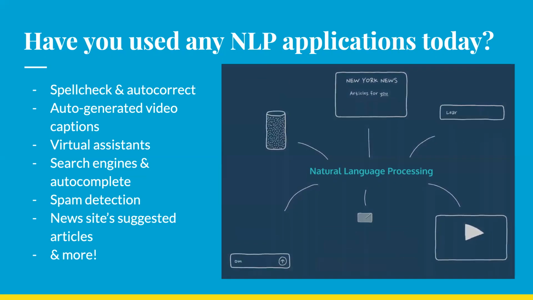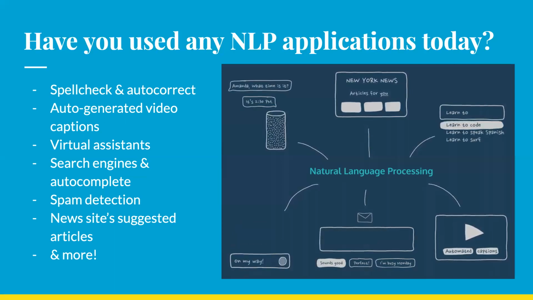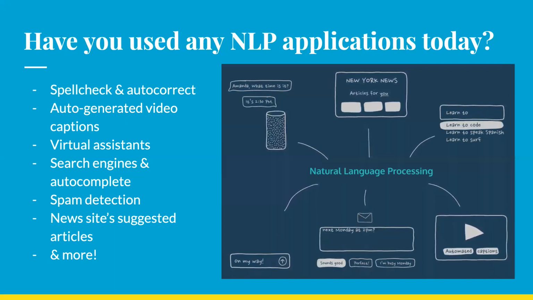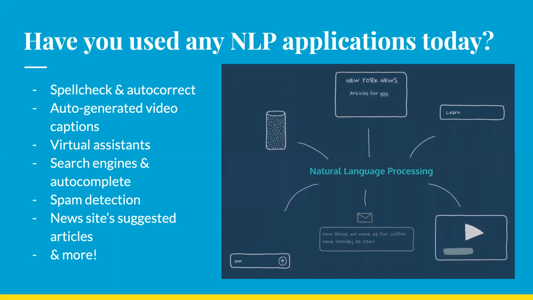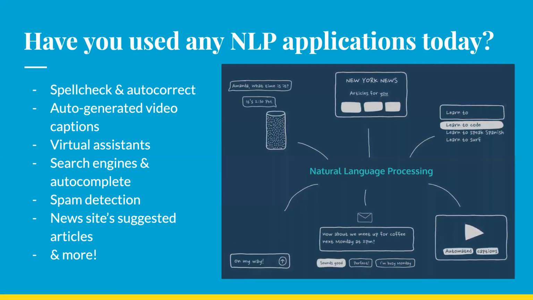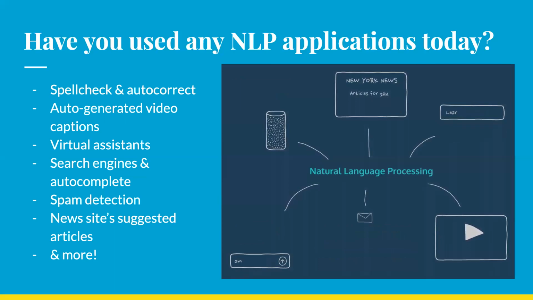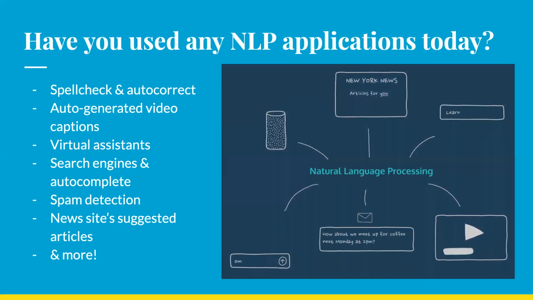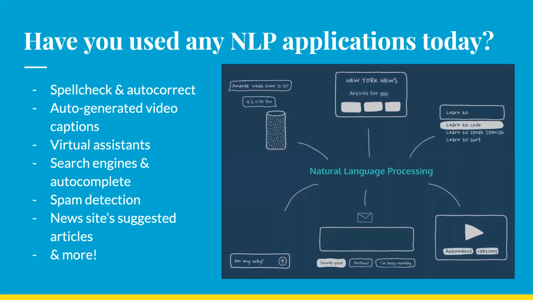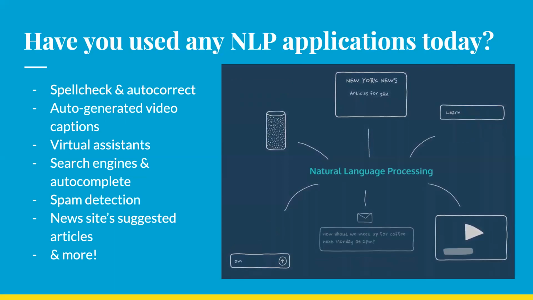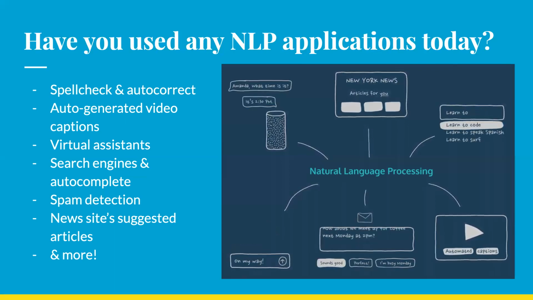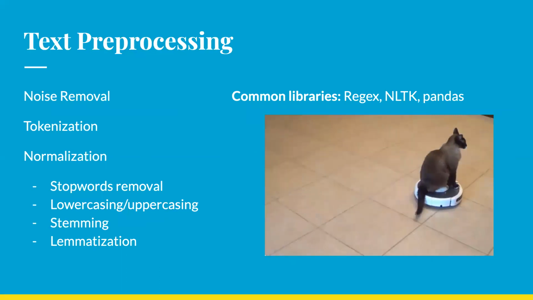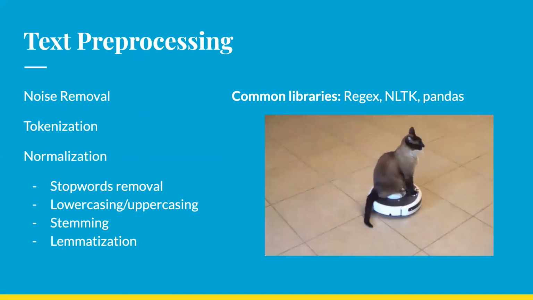It's in spell check, it's in autocorrect, it's in auto-generated video captions, it's in virtual assistants, like you mentioned, search engines, autocomplete, including autocomplete for code, spam detection, your news site suggested articles. It's really all over the place. So I think a lot of folks don't realize how pervasive NLP is in everyday life. It is just everywhere. It is ubiquitous. So let's go through some areas of NLP that we can focus on.